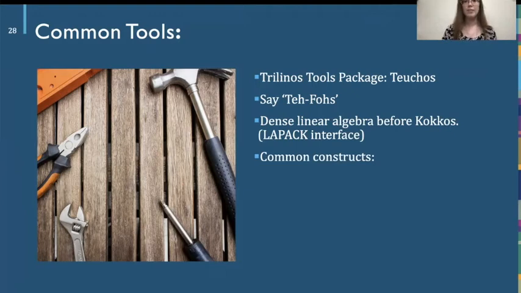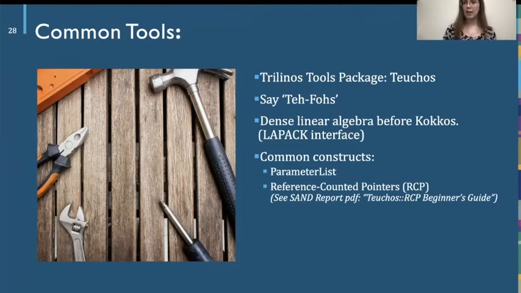Common constructs from Teuchos that are important to know include the parameter list construct and reference counted pointers, RCPs. And if you want to know more about that notation, I highly recommend looking up the Teuchos RCP Beginner's Guide. It'll explain all the pieces for you.